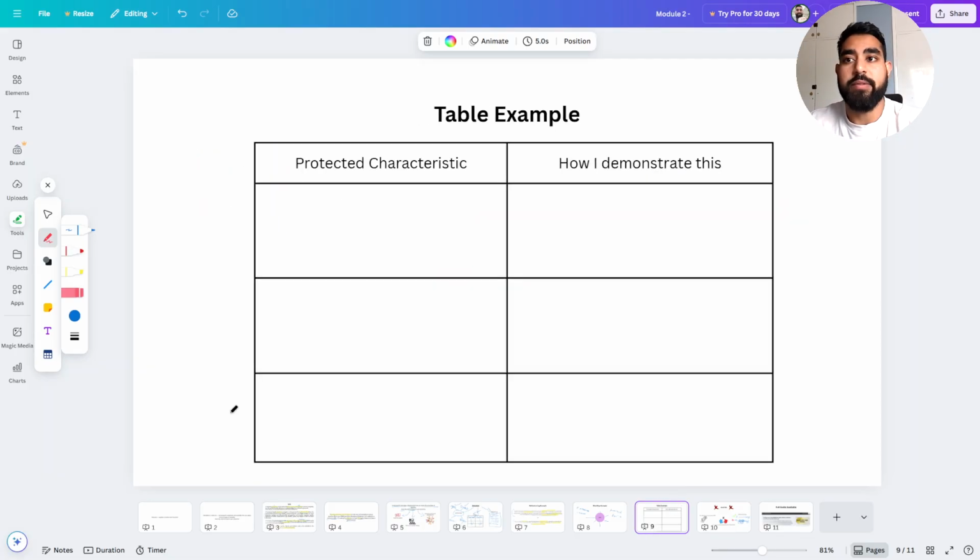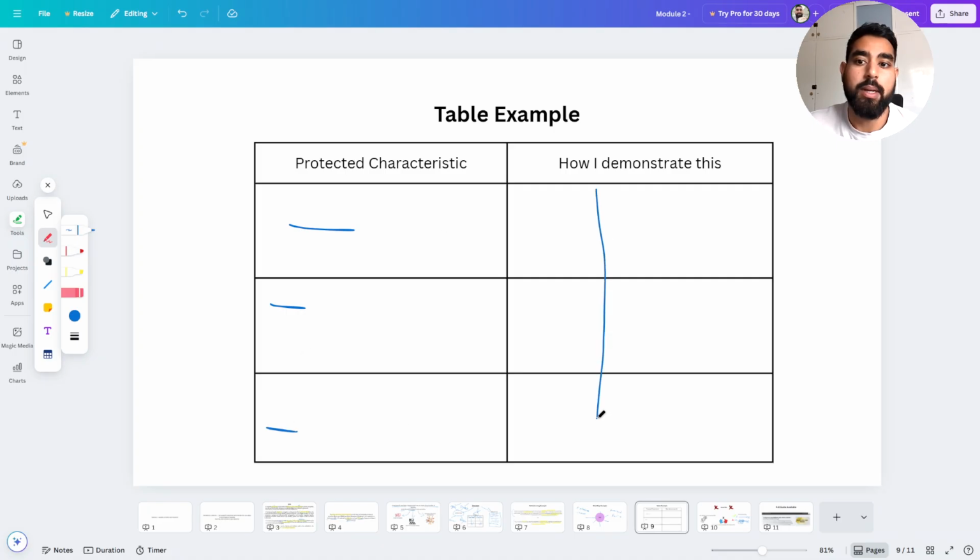Another way of presenting your evidence could be in a table. So again, you can have your protected characteristics here, and then you can talk about how you demonstrate, on the right-hand column, how you treat these people equally and you don't show any bias, conscious or unconscious. So again, the table is an easy way of demonstrating this quite nicely and neatly.